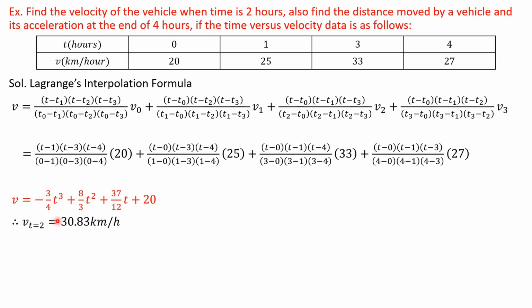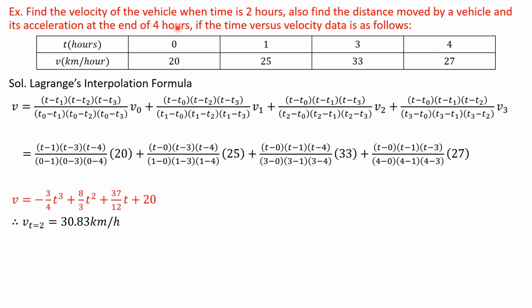So we get velocity as 30.83 km per hour. So this is the velocity at 2 hours. Okay, and you can see it is between 25 and 33. So the first part is over. Now we got velocity. Okay, the second part is what you have to find, a distance moved by a vehicle and its acceleration at the end of 4 hours.